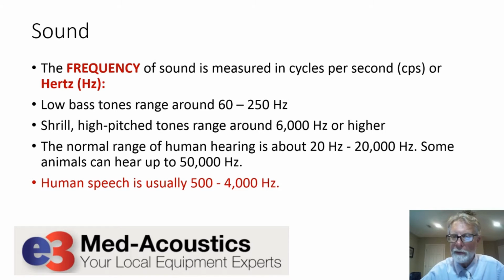What really matters is the range of human speech, and that's basically 500 to 4,000, even though there is a component of it lower than 500 and a component higher than 4,000. So we normally test from 250 through 8,000 for that reason. Now, some animals can hear sounds up to 50,000 hertz, much higher frequency than human hearing.